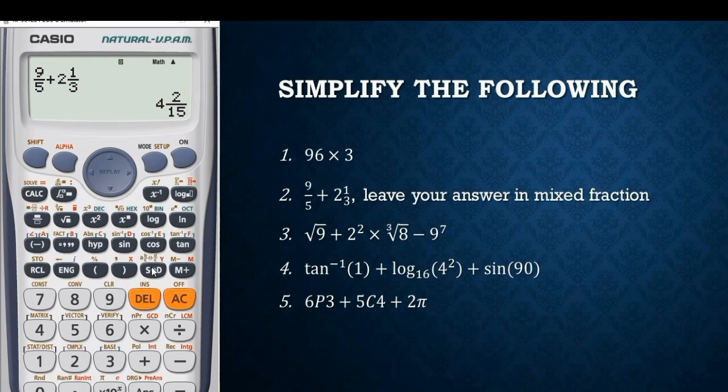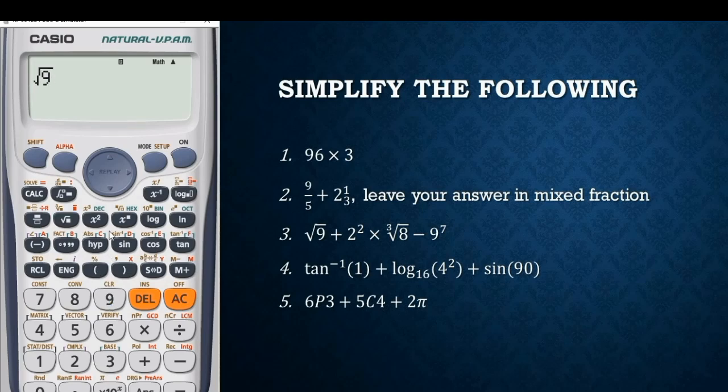Now let us move on to the third question. For the third question, we have this particular expression and we have to simplify it. So what we have to do is to input it as it is. We have the square root of 9. So I first input the square root of 9. This is our square root symbol. So the square root of 9.